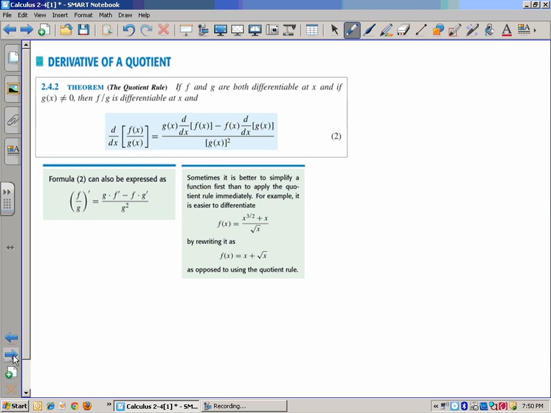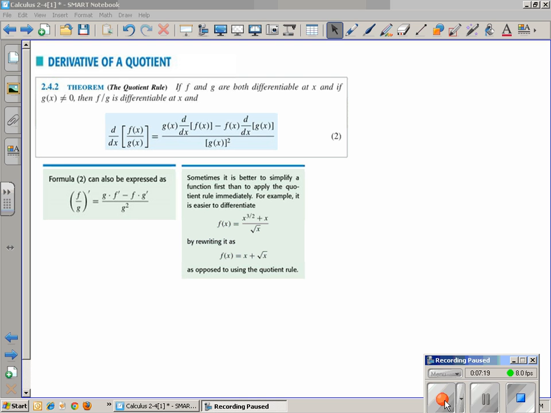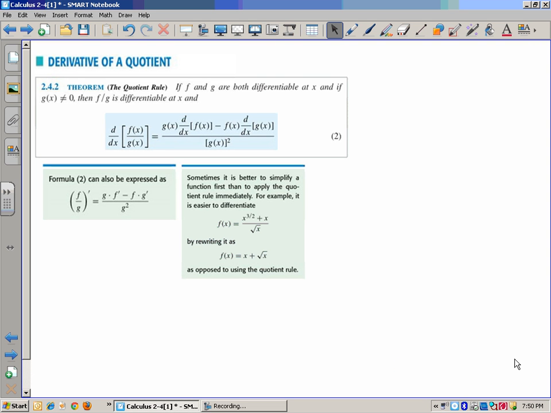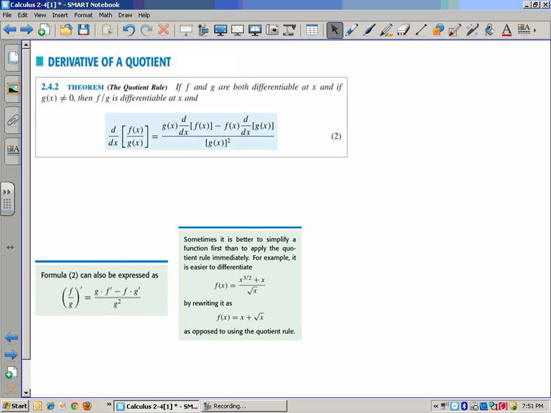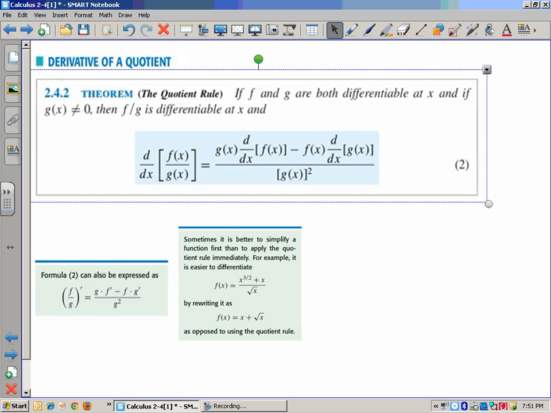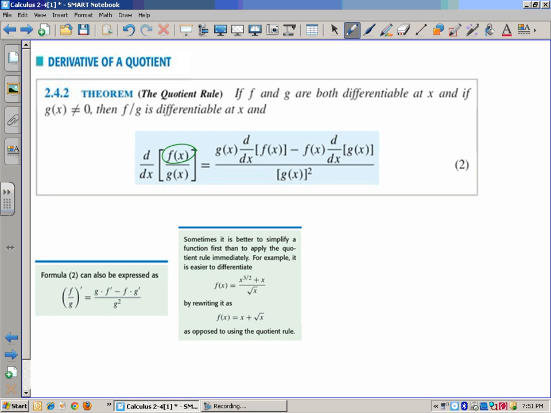All right, now we're going to take the derivative of a quotient. The derivative of a quotient. I'm going to go ahead and pause here for a second. All right, so the derivative of a quotient is really saying, how do we take the derivative of a fraction? So let me move these out of the way. Make this a little bigger. Okay, so again, we have to identify the numerator and the denominator. And this looks very ugly.